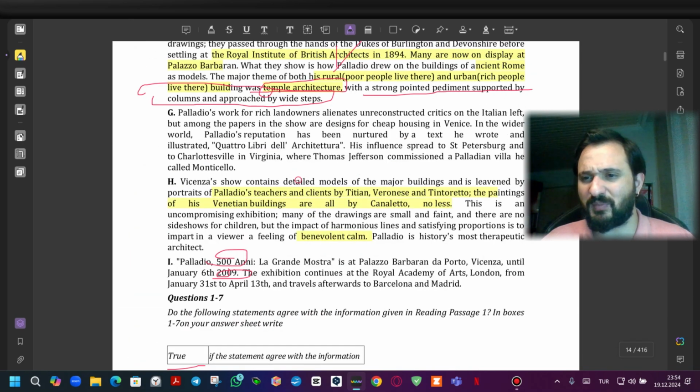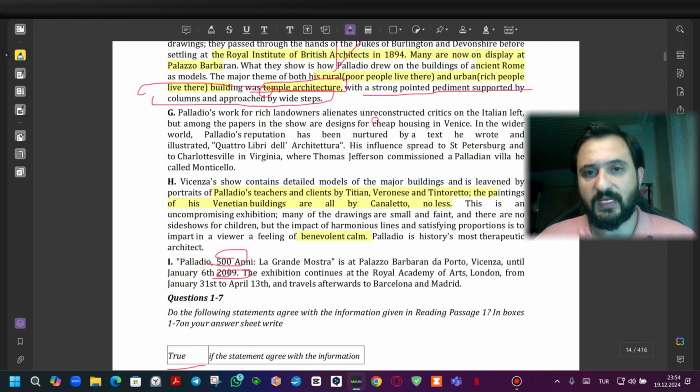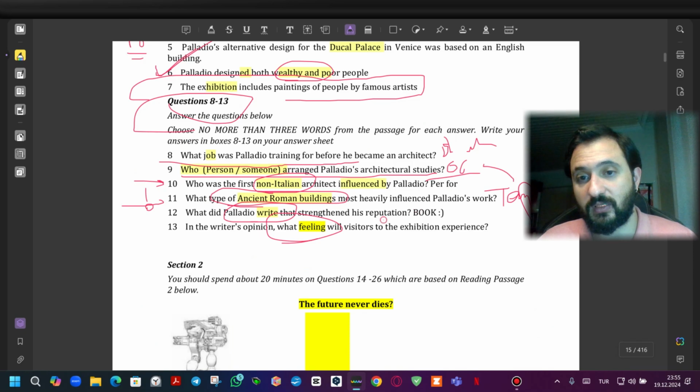I can keep that in my mind easily. Palladio's work for rich landowners alienates unreconstructed critics on the Italian left. But among the papers in the show are designs for cheap housing in Venice. In the wider world, Palladio's reputation has been nurtured by a text he wrote and illustrated, Quattro Libri dell'Architettura. It is the name of the book. Come here and write it here.